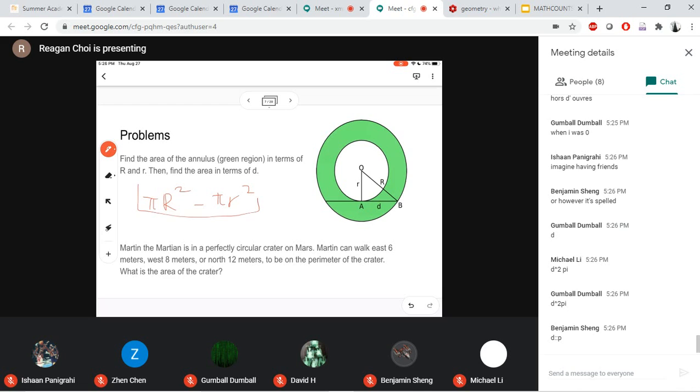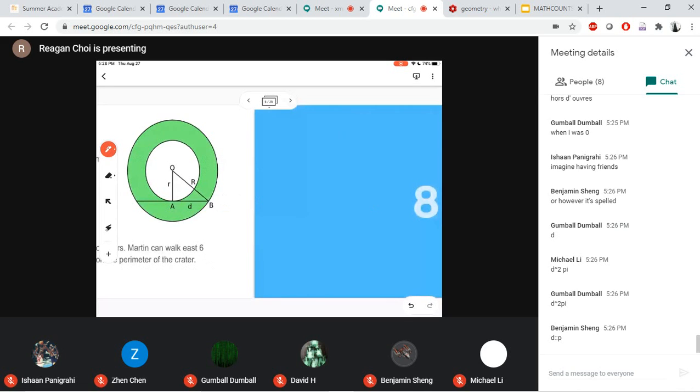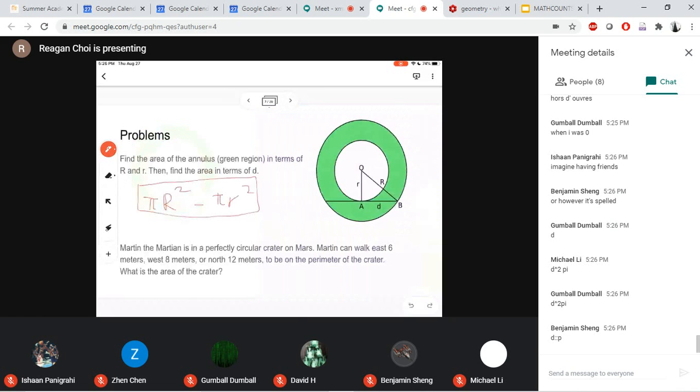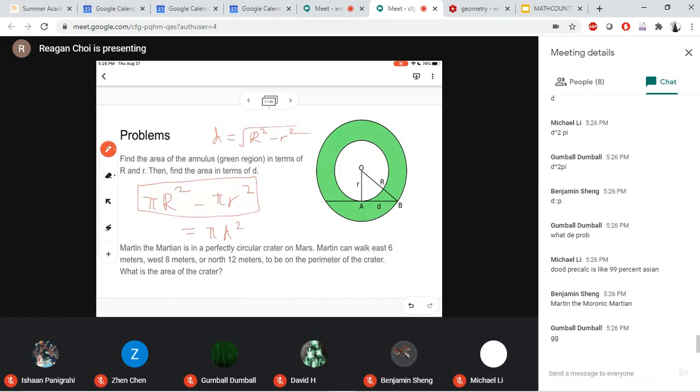Do we have space in the next page? We don't. I guess we'll go to the previous page. Yeah, so if you see, d is actually the square root of R squared minus r squared by Pythagorean theorem. So this is actually just pi d squared. Just something to know, I guess.